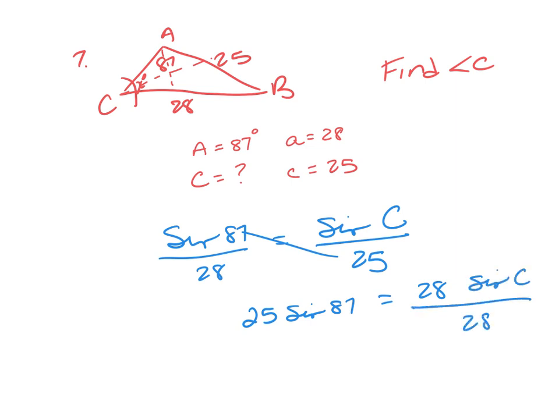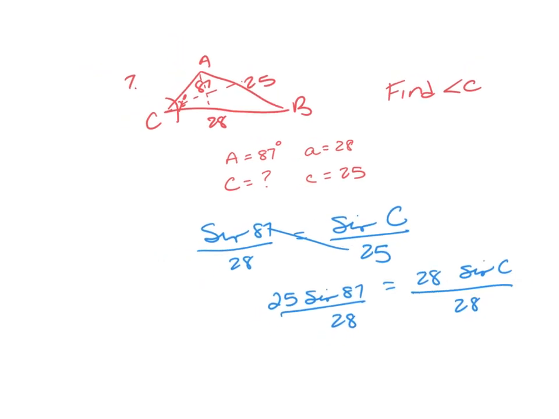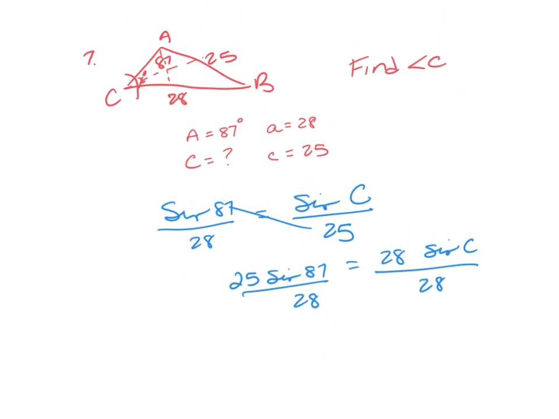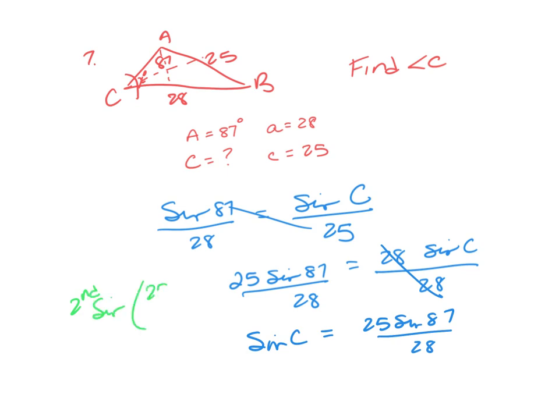And then we're going to divide by 28 on both sides. So in order to find big C, it's going to be sine of big C equals 25 sine 87 over 28. I'm just rewriting it because these 28s bite the dust. And what you're going to key in your calculator is second sine of 25 sine of 87 over 28. See if you get the right answer. So your answer is 63.08 degrees. Because you're looking for an angle, you had to use the second button.